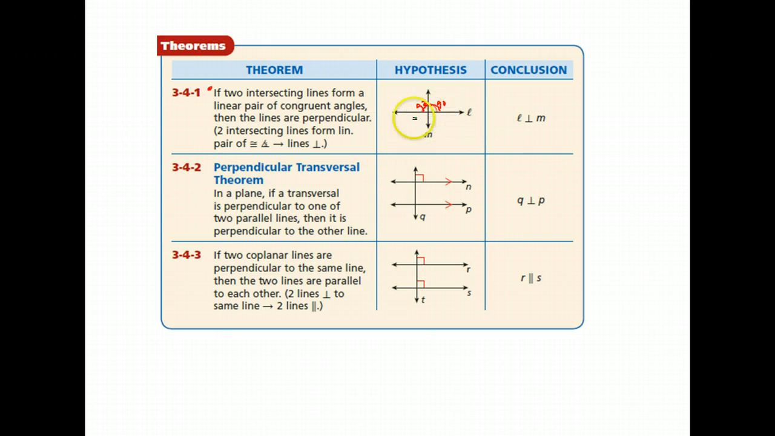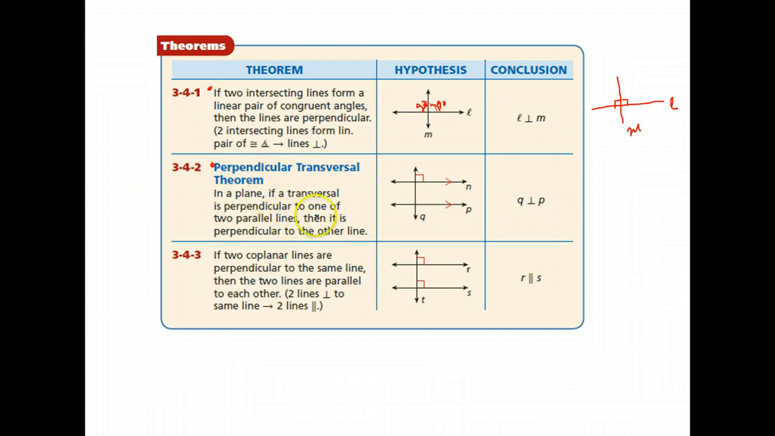That is why we know that if we have two congruent angles that form a straight line together, then those lines must be perpendicular. So it tells us that L and M not only have two congruent angles there, but that those angles are 90 degrees each. The next property is the perpendicular transversal theorem.